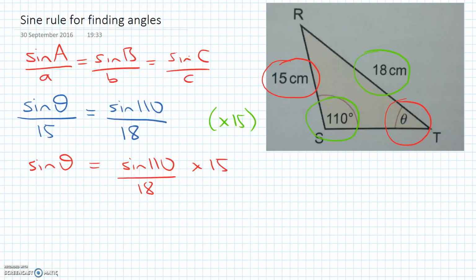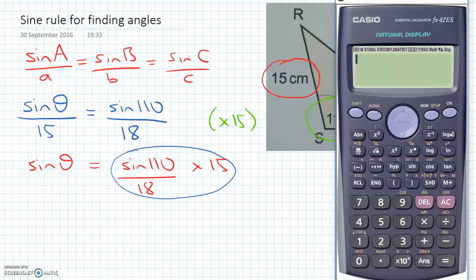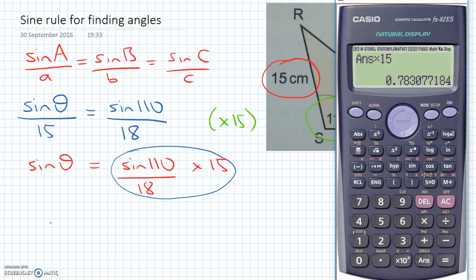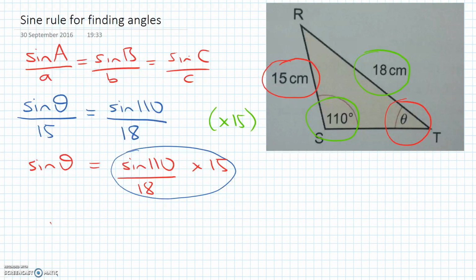Okay, we can now evaluate this expression on the right. So if we grab our calculator, we can type in the sine of 110 divided by 18. Now we could just put multiply by 15 here and the order of operations will be okay, but I like to just press equals step by step, and then I'm going to multiply by 15. So we get the answer of 0.783 to 3 decimal places. So we can now go ahead and write that sine theta equals 0.783.